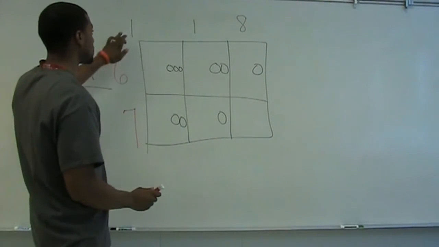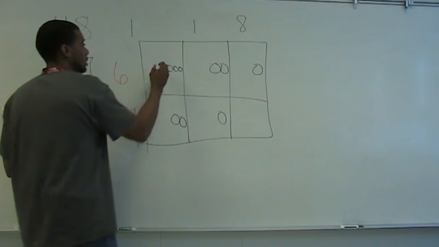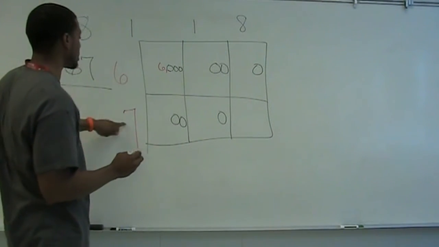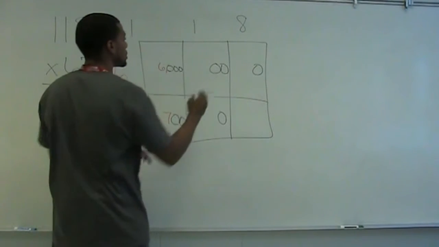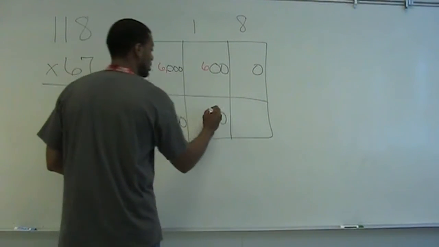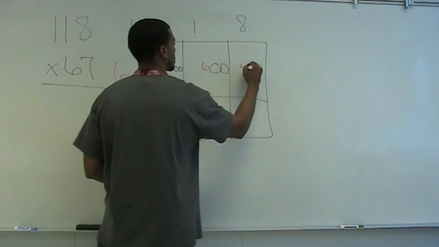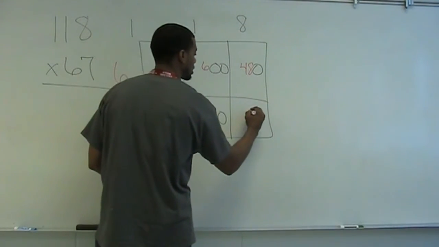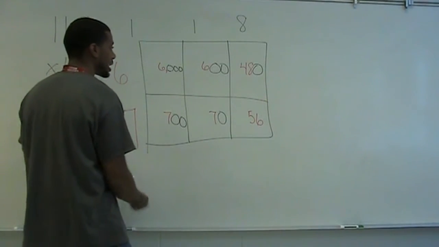And now I just multiply my single digits. So I have 1 times 6, which is 6, making this number 6,000. 1 times 7 is 7. 6 times 1, 6. 1 times 7, 7. 6 times 8, which is 48. And 8 times 7, which gives me 56. My next step is to add all of my numbers.